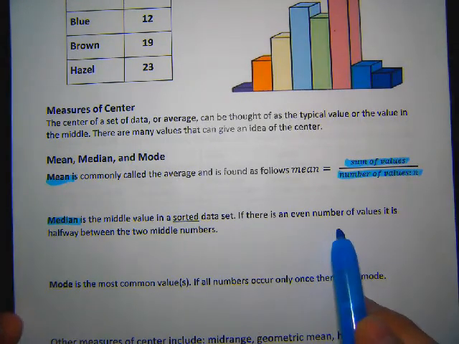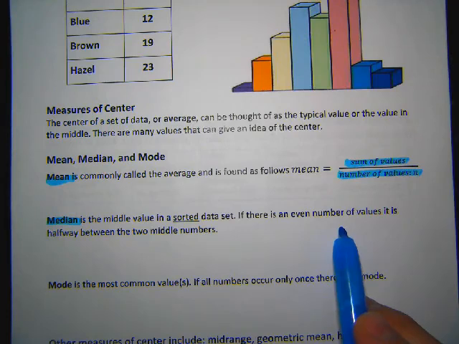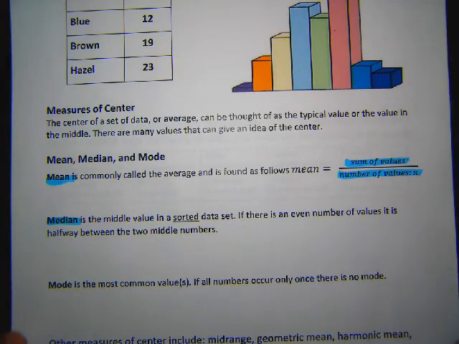If you're trying to find the middle number, that data has to be in order. If there's an even number of values, you won't have an exact middle number. In that case, you find halfway between the two middle numbers. So if 6 and 8 were in the middle, then 7 is halfway between 6 and 8. 7 would be your median. So it is possible for the median to not be a number in your set if you have an even set and you're just averaging those two middle numbers.